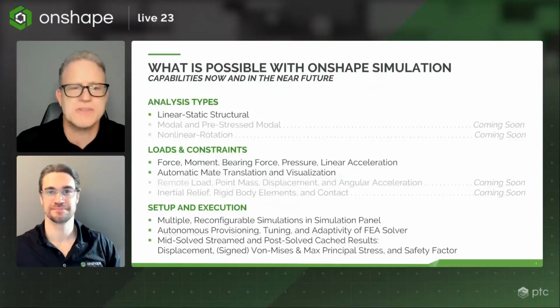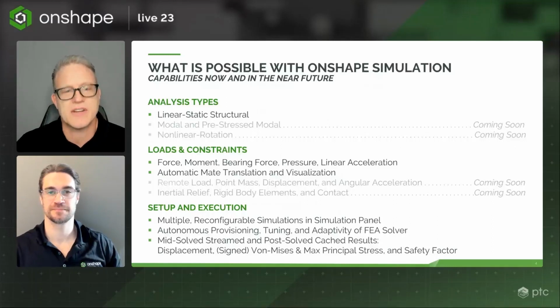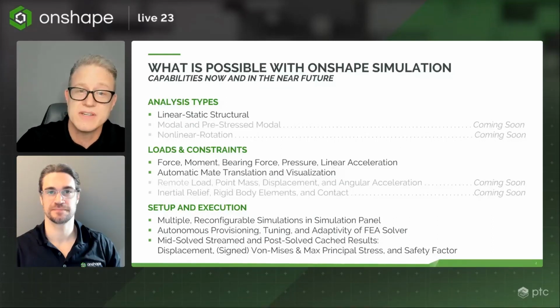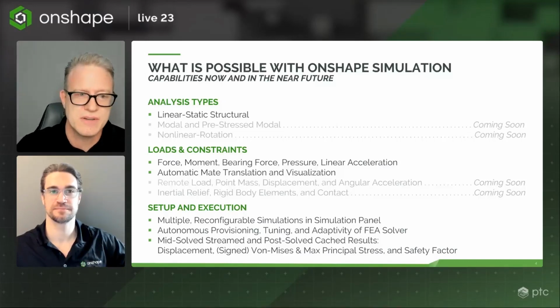So, what can we do with Onshape Simulation today? Well, our current focus is on linear static structural analysis. Although, as noted, this is likely to be extended in the very near future with the addition of modal and pre-stress modal types. We provide a nice range of loads, all very intuitively presented, as you'll see in the demos. But constraints are where we really offer a unique and powerful capability, as these constraints are derived from the assembly context, that is, the mates, which of course you already know how to use.